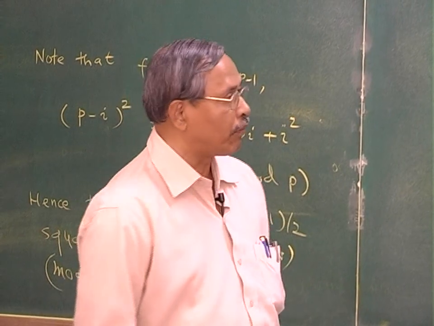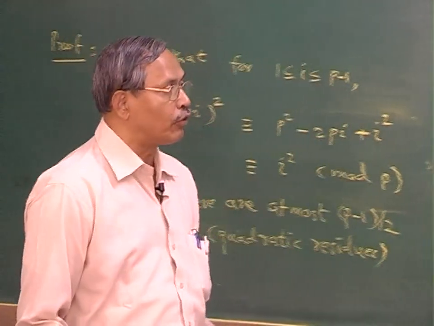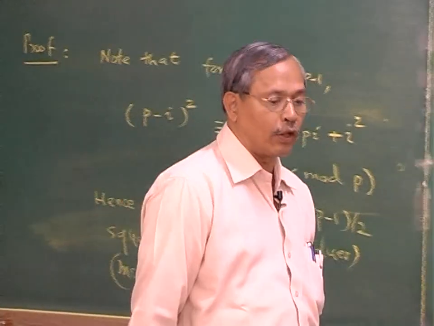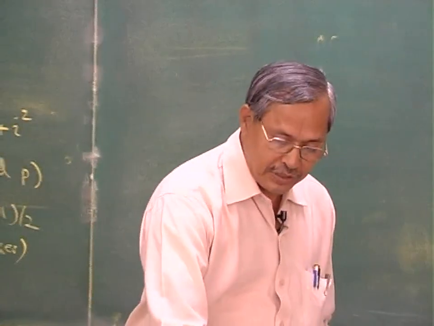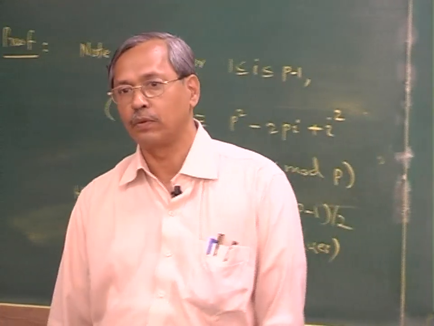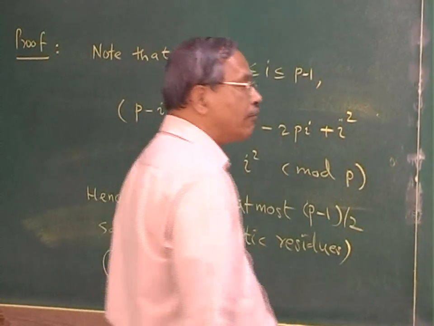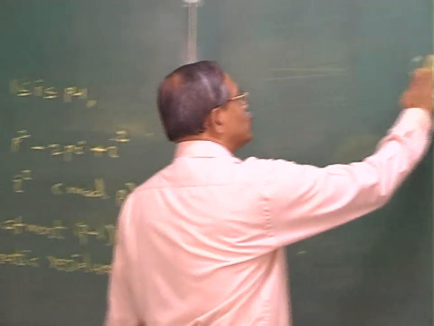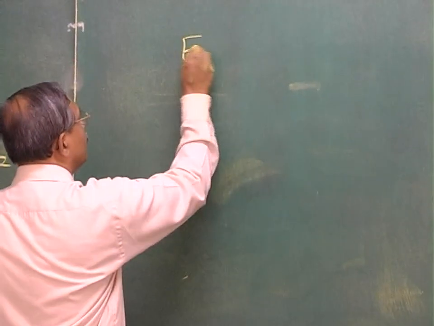So people are very interested in finding some method to decide whether a number is a square or not mod p, which was very simple for real numbers. Positive means it's a square. Okay. So here what should we do? So Euler has a criterion.